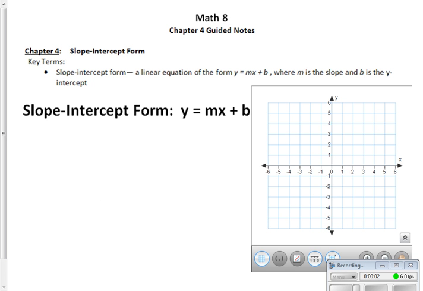Lesson 4, slope-intercept form. Slope-intercept form is a linear equation in the form y equals mx plus b. This is a big equation that you need to memorize here. Y equals mx plus b. M represents the slope. B represents the y-intercept.